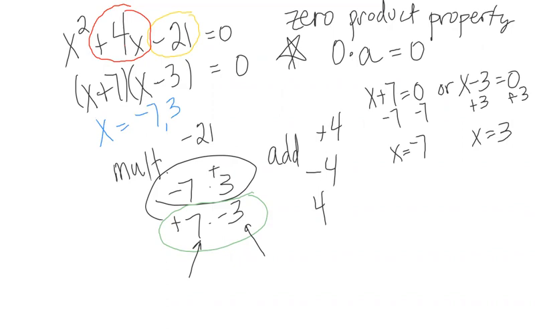An interesting fact that you'll notice after doing a few of these: when you find your two numbers, this green circle here, the positive 7 and negative 3, notice that our final answers are the opposite numbers of those two. They'll have the opposite signs. That's because we had to do the opposite operation to solve for x. So we got our negative 7 and positive 3.